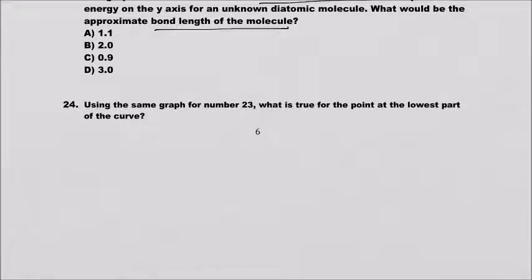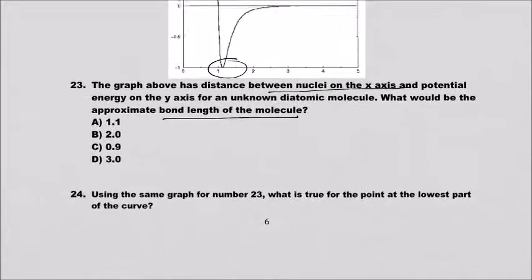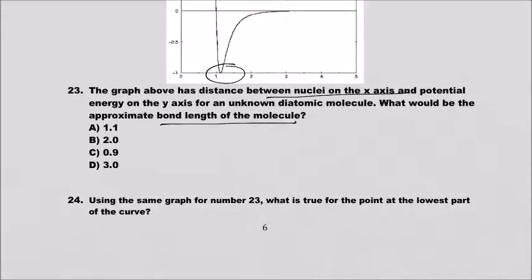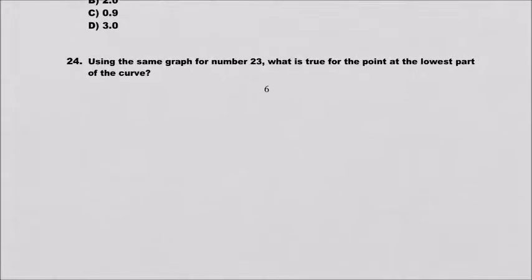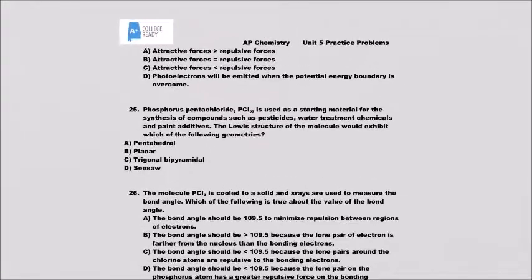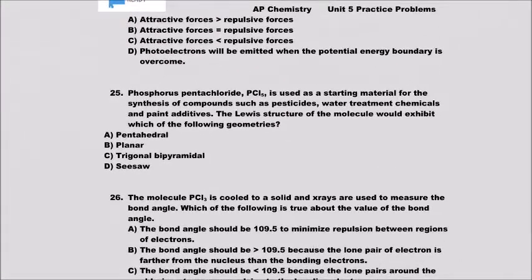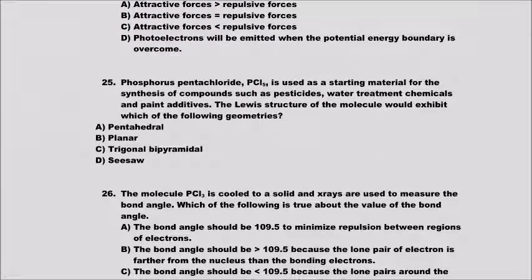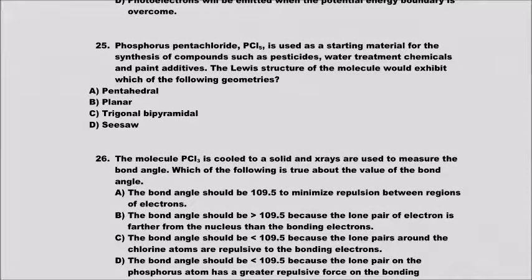And for 24, using the same graph we use on 23, what is true for the point at the lowest part of the curve? Okay, at the lowest part of the curve, this is where the bond forms, and this is when our attractive forces and repulsive forces are equal. So we definitely want to pick B here. This is where the forces have to be minimized, and in fact they're equal. So that 24 is B.